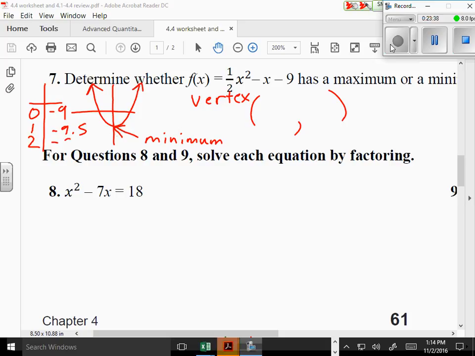Negative 9. So at this point is the middle of that symmetry. That's your vertex: 1, negative 9.5. So your minimum would be at negative 9.5. That's the smallest y value you ever have, negative 9.5.